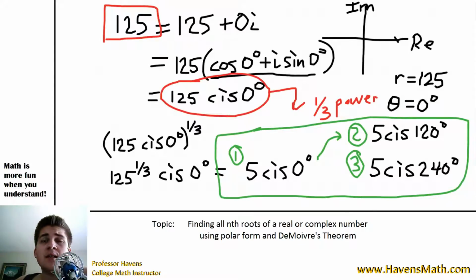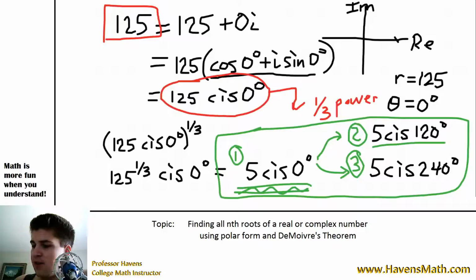So it's pretty easy. And it's actually very simple to see why this works. Remember, if something is a cube root, that means if you cube it, you should get back to 125. So basically, all 3 of these numbers, if we cube them, we should get 125. Using DeMoivre's theorem, we could easily cube these numbers. If we cube the first one, we would get 5 cubed is 125, and 0 times 3 is 0. So we get 125 CIS 0, which again is 125.